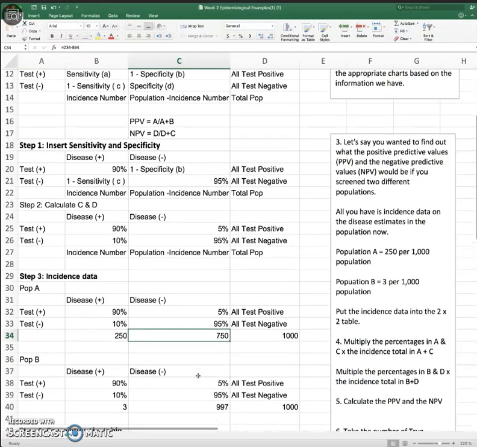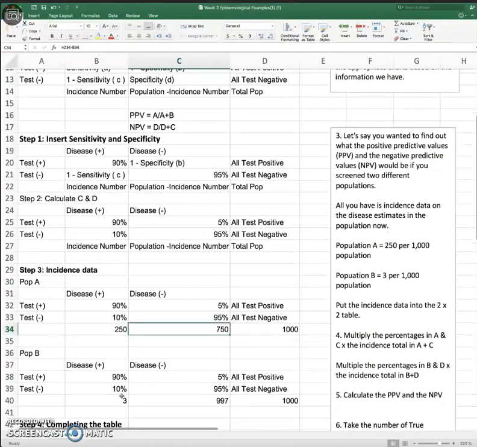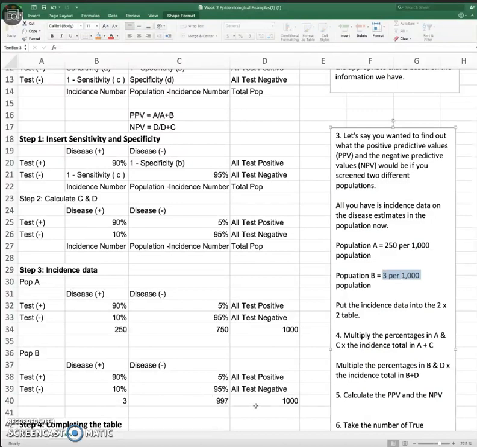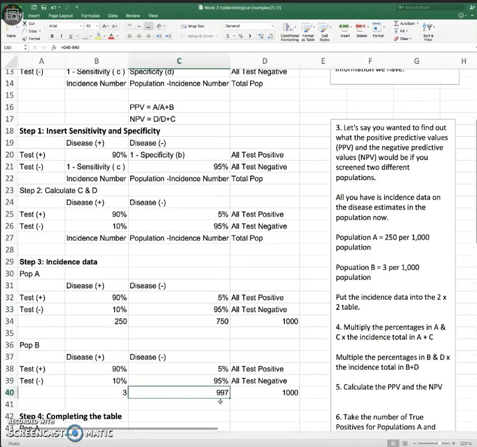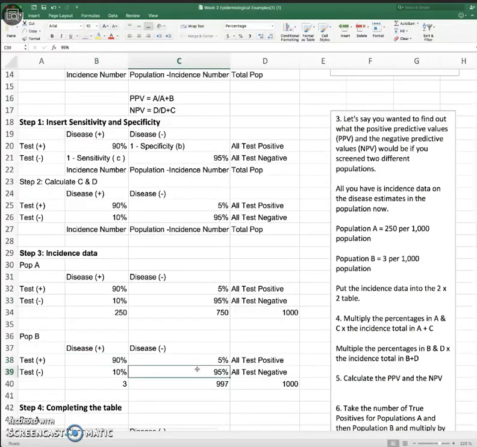The next step is rather straightforward. We're doing the exact same thing with population B, but population B has a completely different incidence rate, 3 per 1,000. So again, we distribute the 3 in the A plus C and the 1,000 in the A plus B plus C plus D. And this is 1,000 minus 3. Notice the sensitivity and specificity for this screening test are identical in both tables, because in theory, we're using the same screening test to look at population B and population A.